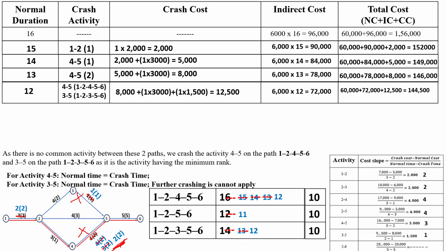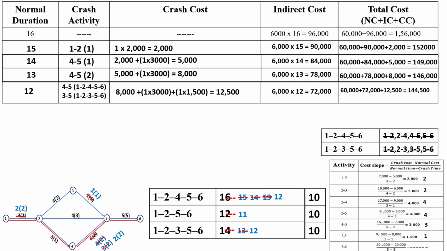So for activity 4 to 5, normal time equals crash time. Similarly, for activity 3 to 5, normal time equals crash time. Then further crashing can't be applied to these two activities. Now the duration of path 1, 2, 4, 5, 6 is 12 days, and similarly the other path 1, 2, 3, 5, 6 is also 12 days. So now these two paths are parallel paths. In this condition, I have to crash activities on these two paths.